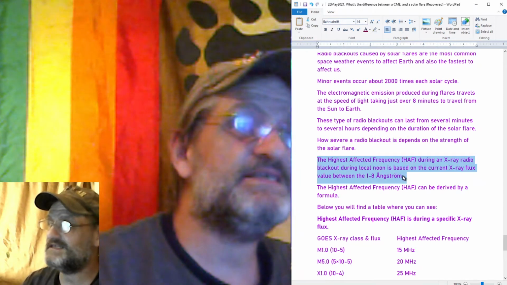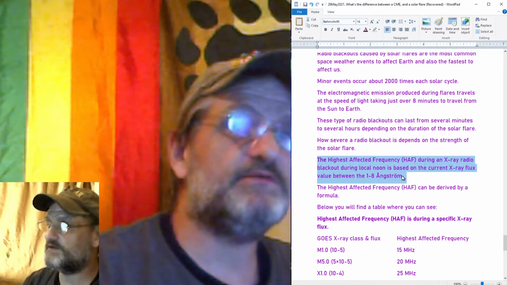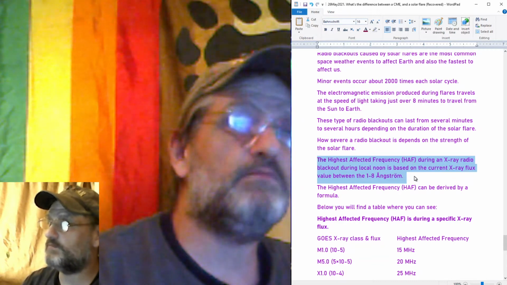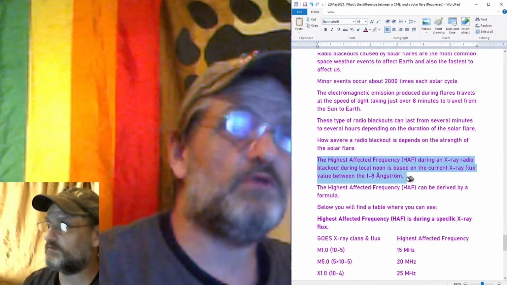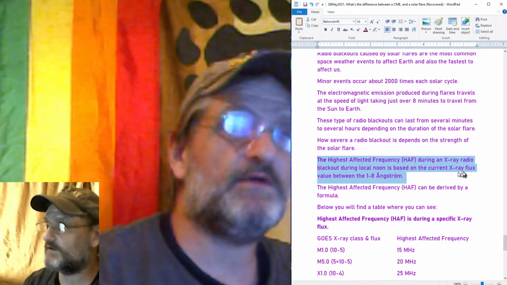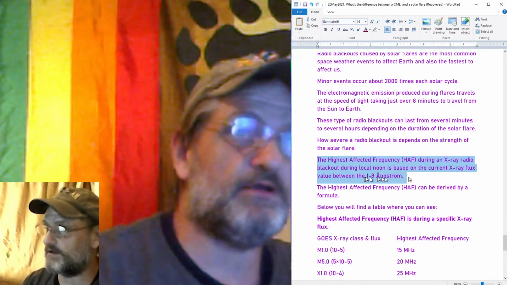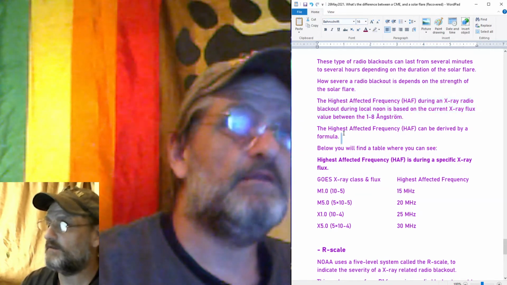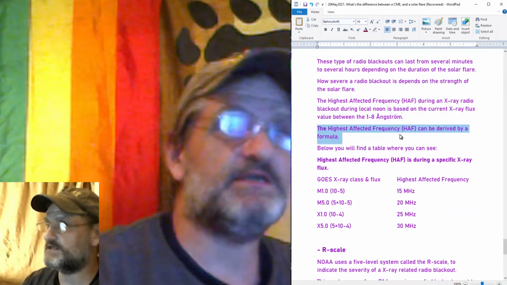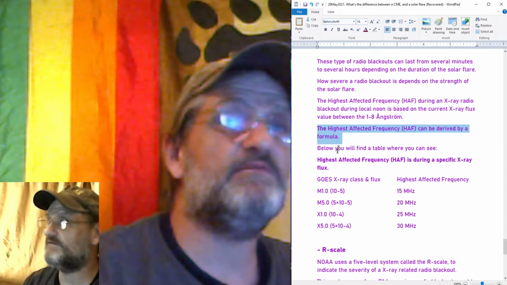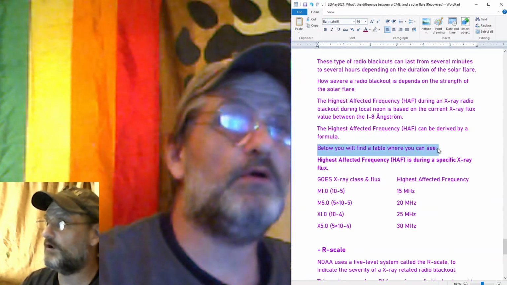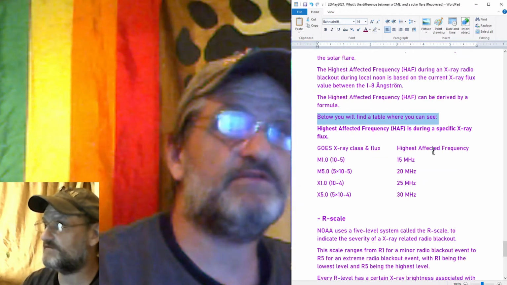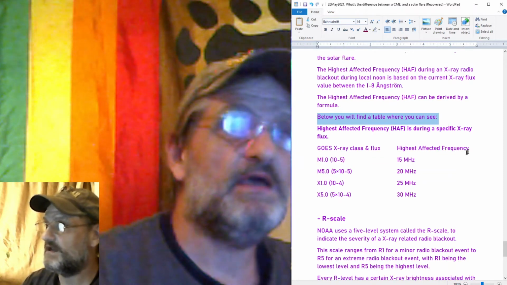The highest affected frequency, HAF, during an X-ray radio blackout during local noon is based on the current X-ray flux value between the 1 to 8 angstrom. The highest affected frequency, HAF, can be derived by a formula. Below, you will find a formula where you can see the HAF during a specific X-ray class.